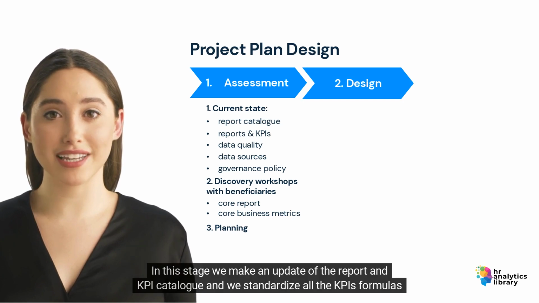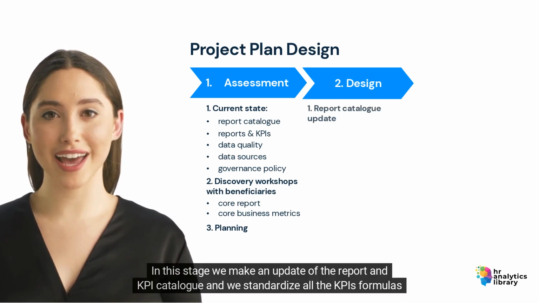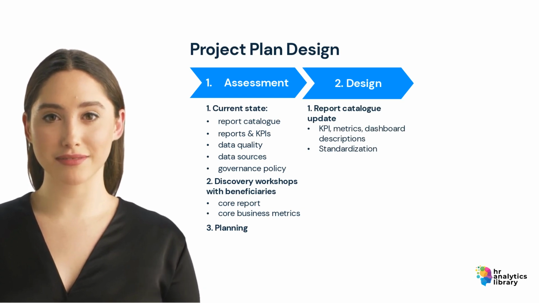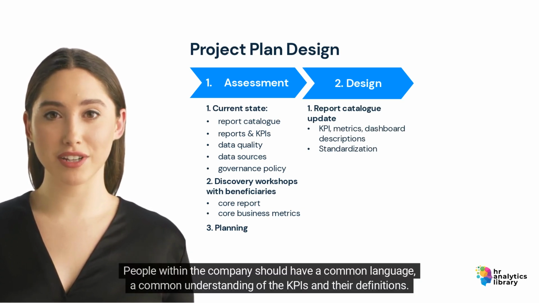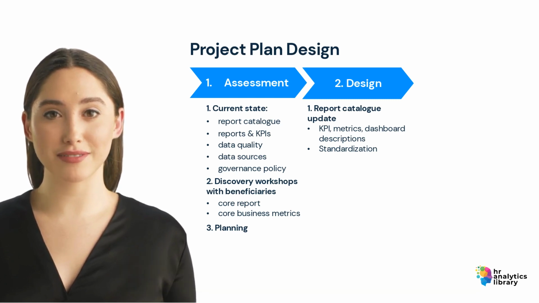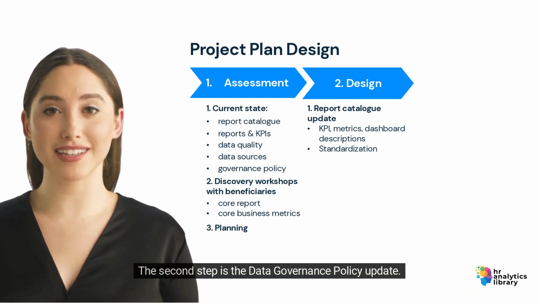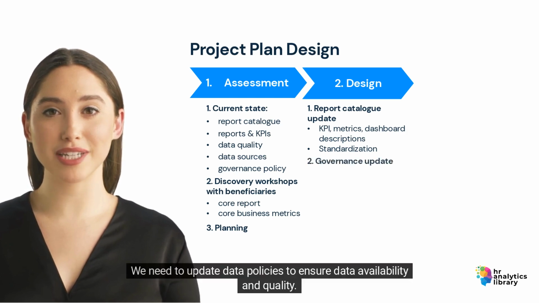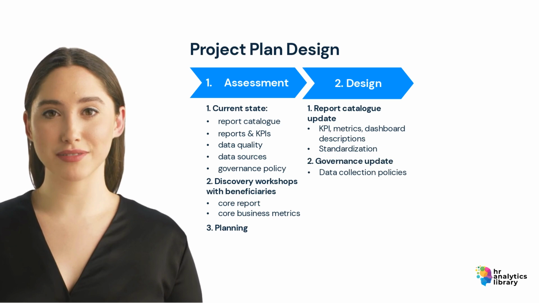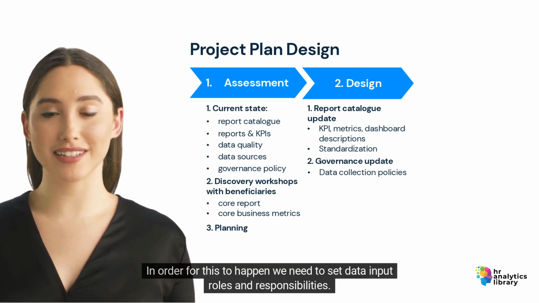In this stage, we make an update of the report and KPI catalog, and we standardize all the KPI formulas and definitions. People within the company should have a common language, a common understanding of the KPI and their definitions. The second step is the data governance policy update. We need to update data policies to ensure data availability and quality. In order for this to happen, we need to set data input roles and responsibilities.